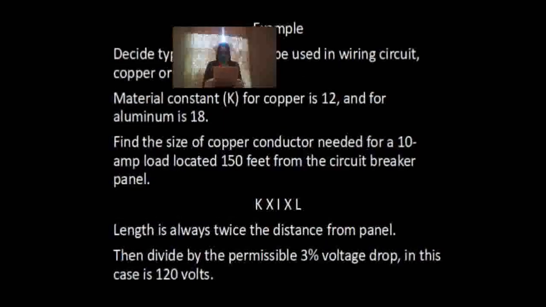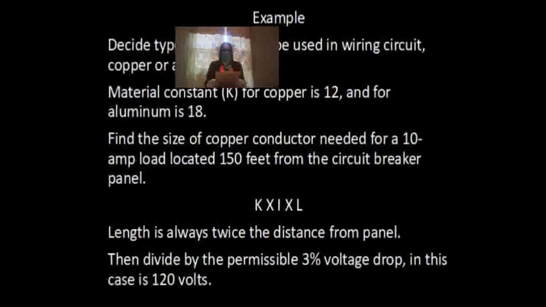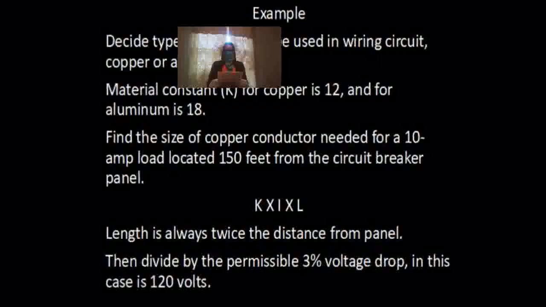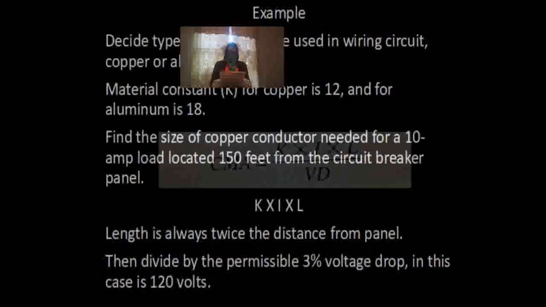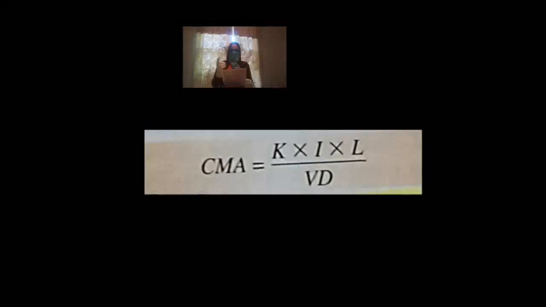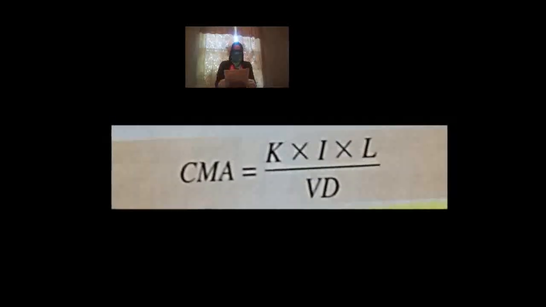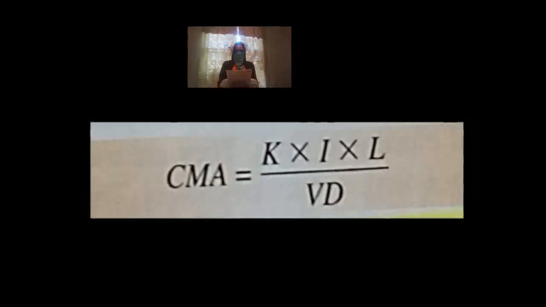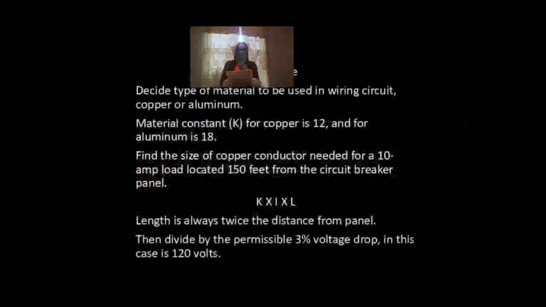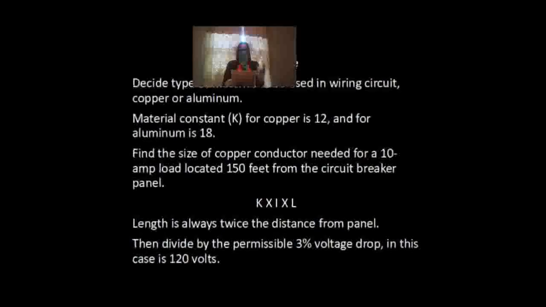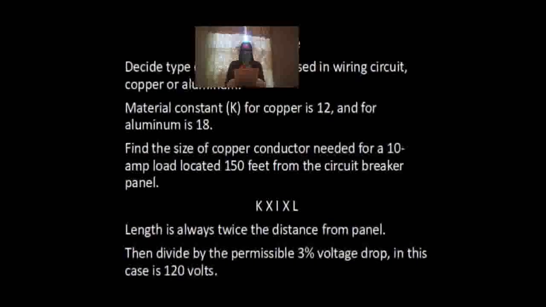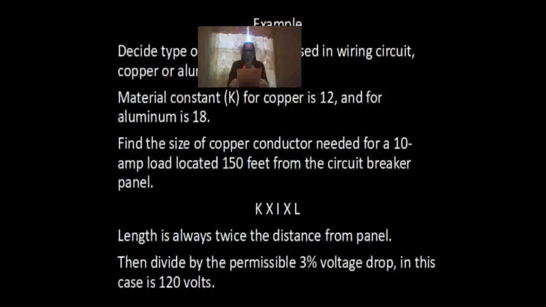To find the size of the copper conductor needed for a 10 amp load located 150 feet from the circuit breaker panel, we must multiply the material constant times the amperage times the length, K times I times L. Remember, the length is twice the distance from the panel. Next, divide by the permissible 3% voltage drop. The voltage in this case is 120 volts. 3% of 120 volts is 3.6 volts.